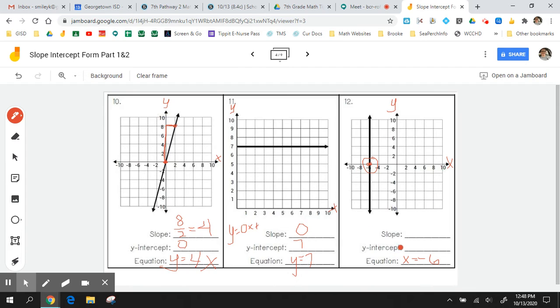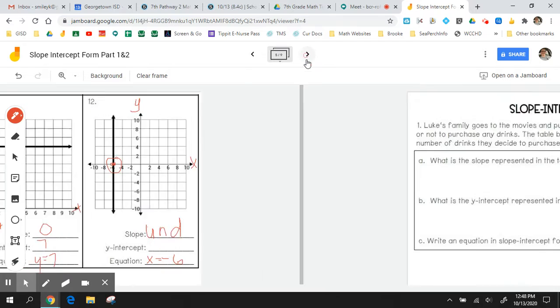Our slope is what we would call undefined. I'm not going to write the entire word because there's not enough room, but usually a good rule of thumb is if you write UND, let me make that look like a U, and let me erase my horrible U. Okay. So UND stands for undefined, and that's what we're going to write there. All right. But the key thing is that it is x equals -6.